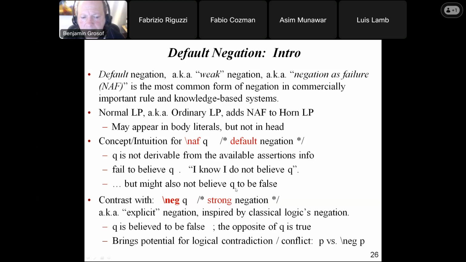But you might also not believe Q to be false in a strong sense, the opposite of Q, which is the notion known as strong negation or explicit negation, that extensions of LP, for example RuLog, inspired by classical negation, use. So there are two different flavors of negation, and when you have this kind of strong negation, that brings the potential for logical contradiction or conflict, because you have a showdown and a kind of exclusion, it's got to be either or between P and the strong negation of P.